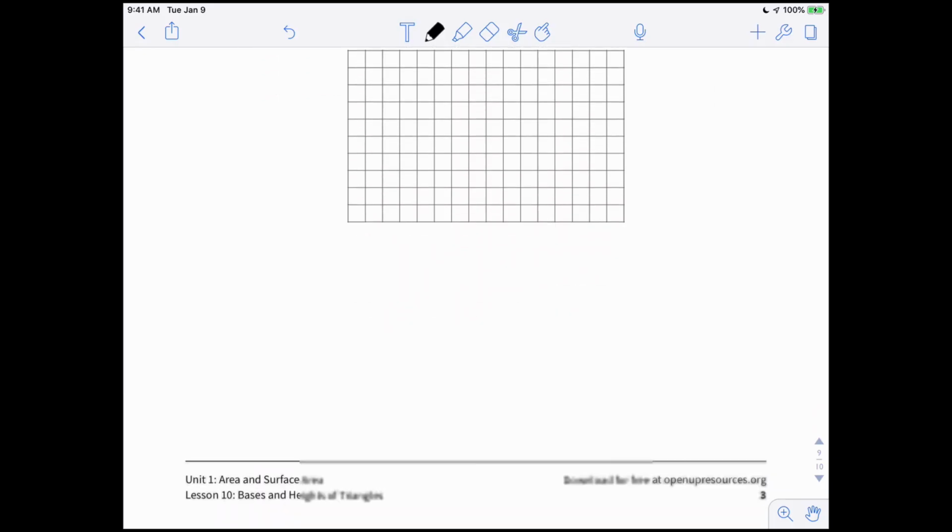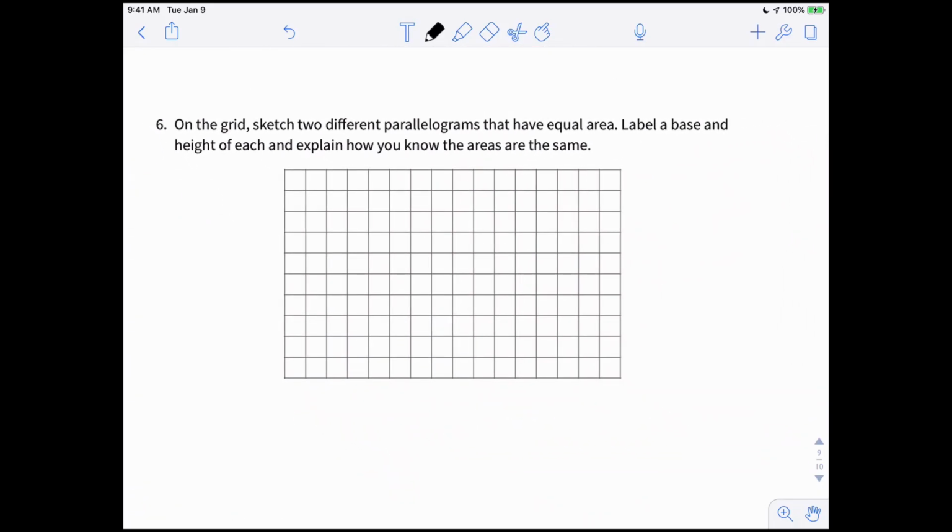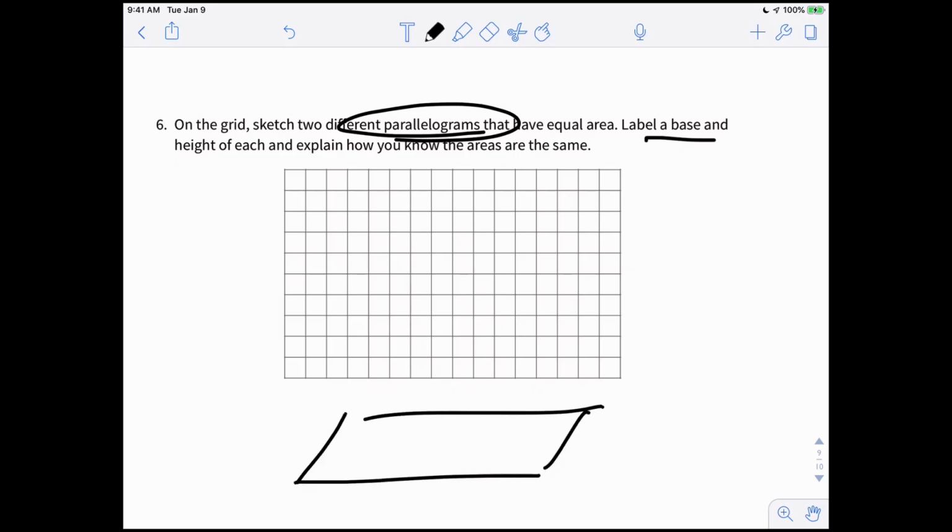Sweet. And then on our last problem, woohoo, on the grid, sketch 2 different parallelograms that each have equal areas. So, boy, this is review. You've got to remember parallelograms. A parallelogram is kind of slanted, well, it doesn't always have to be slanted, but it looks like a rectangle in a windstorm, right? And the area of a parallelogram is base times height.